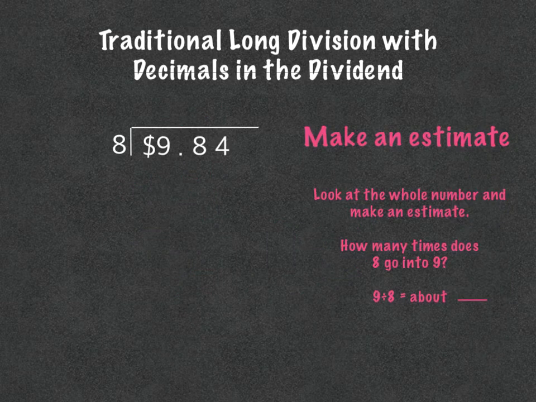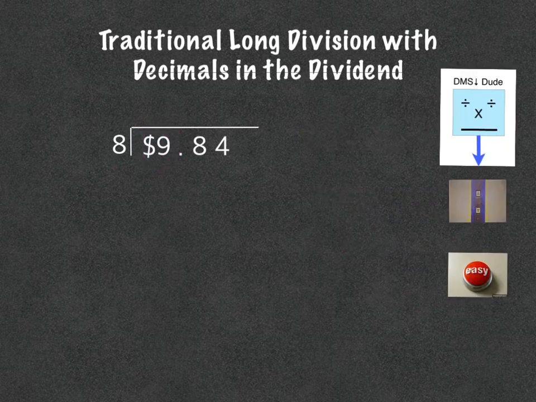Okay, let's try this next one. So we got money again. We're going to look at our estimation. How many times will 8 go into 9? Again, just like before, it went in one time. So one time is going to be our estimate. Our estimate was that it was going to be about $1. All right, here we go. We're going to push our decimal elevator and have our decimal go straight up.